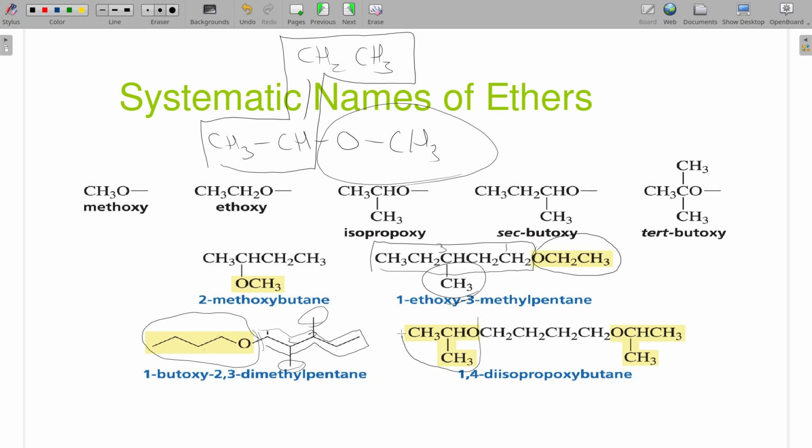The O in the simple side must be a substituent, so these are both isopropoxy, because this is isopropyl, isopropoxy. And then there's a butane in the middle, because the butane is the backbone. Just one's at the 1 position, one's at the 4.